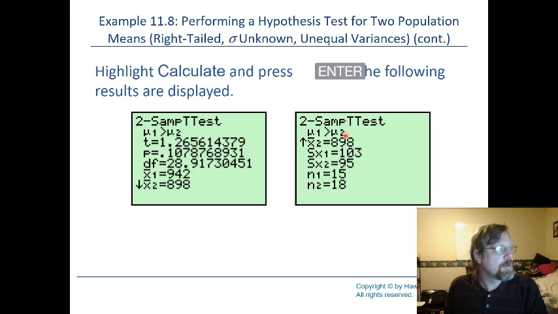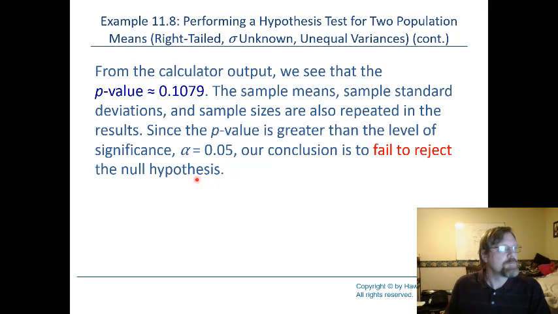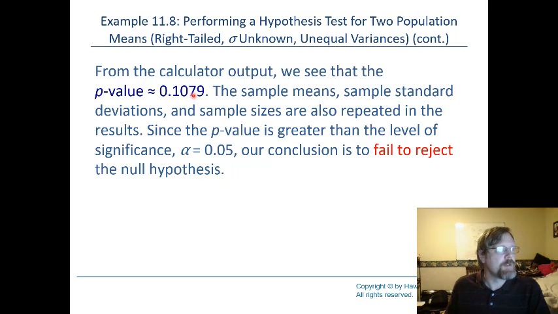So there's the t-statistic, the associated p-value. You can see that that is greater than our level of significance of 0.05. It'll give you the sample standard deviations, sample sizes, and sample means again. The p-value is 0.1079, which is greater than 0.05, so we fail to reject the null hypothesis.